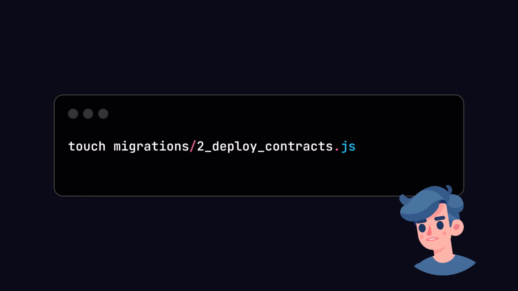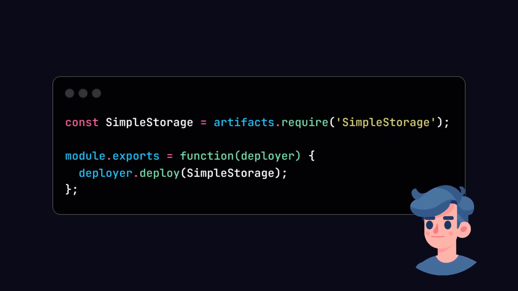Next, we need to create a migration file to deploy our contract. In the migrations directory, create a new file called 2_deploy_contracts.js. Now, let's add the following code to the 2_deploy_contracts.js file. This code will handle the deployment of our SimpleStorage contract.